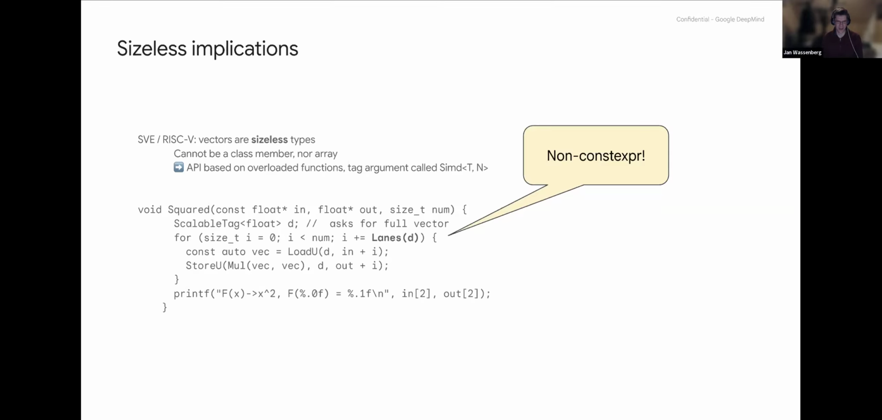So fortunately, Highway has a way around that. We have the tags that separate the vector bits from the type, actually. Still, on some platforms, the vectors are classes. They're strongly typed, but on the platforms where you have sizeless types, it actually works. So the main surprise here is that this lanes function, the vector size, is not constexpr, so not known at compile time.